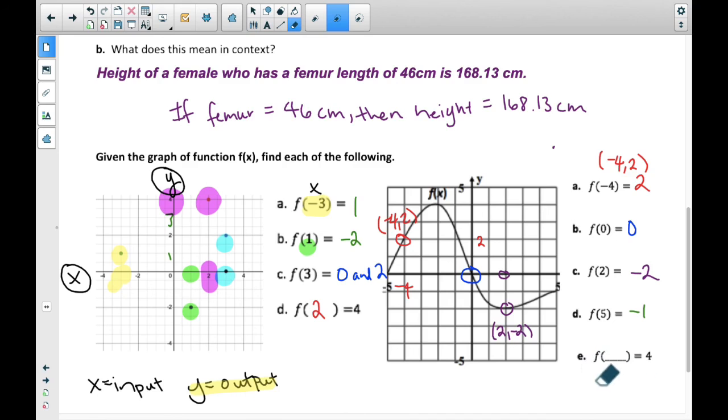And then last question: what is the input when the output is 4? Or in other words, what is the x when the y is 4? Well, let's go up to the y's. 0, 1, 2, 3, 4. Here's 4 on the y-axis. What is my x that corresponds to it? It's right here, and that is -2. In other words, I put in a -2, I get a 4.